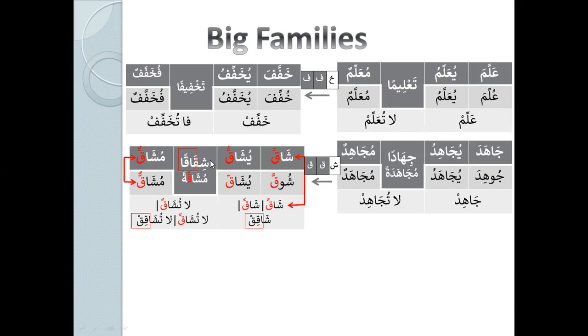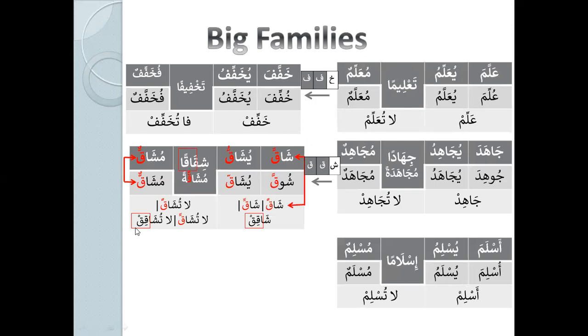The kaf and kaf which were fused were split in these places because here there is an alif in the middle. Here you can see a haraka comes in the middle. So it is basically shakik becomes jahid. So it goes back to its original fail amar and fail nahi form.